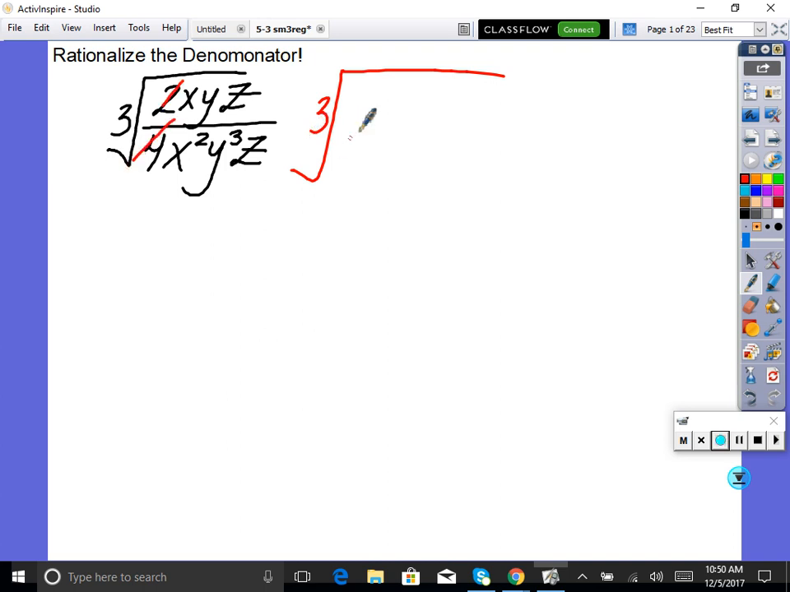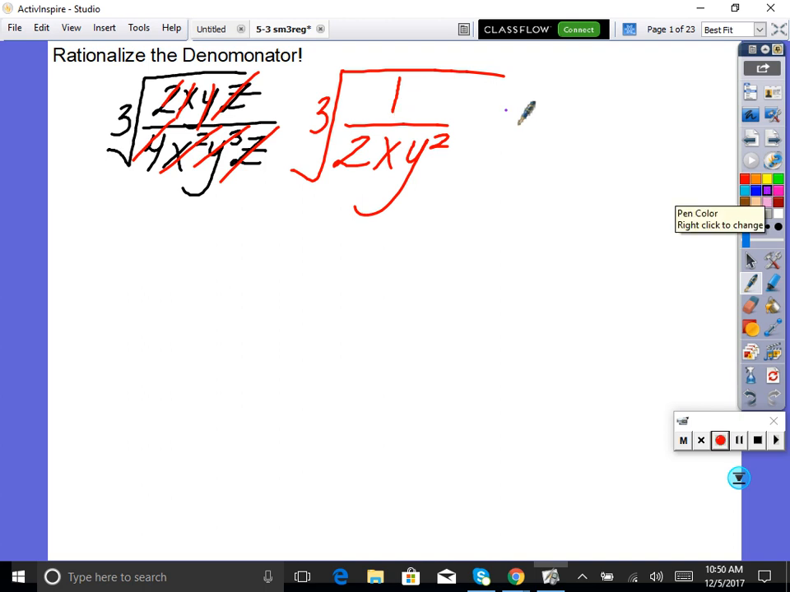2 and 4 becomes 1 over 2. X and x squared becomes 1 over x, and then y and y cubed becomes y squared on bottom, doesn't it? Now look, z and z divides out right here, right now. Now, once again, a lot of you still got the right answer. 1 was left on top.